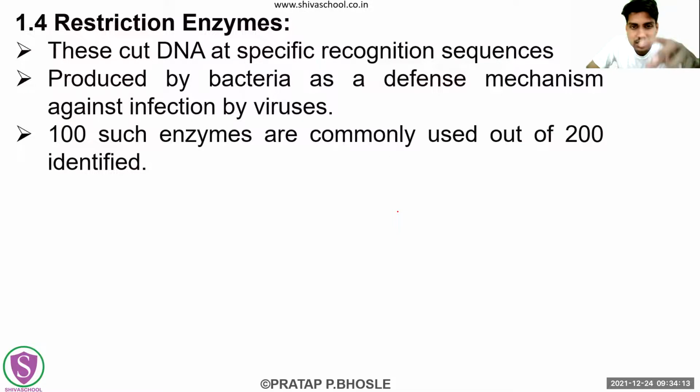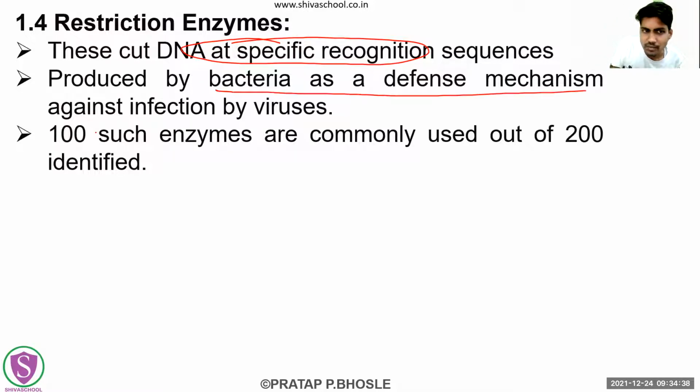Now, whatever restriction enzymes we have just talked about, we will have some more information about those restriction enzymes. Right? So let's see. What they are doing is, they are going to cut this DNA at specific recognition sequences. The areas where these restriction enzymes cut are called recognition sequences. Okay. These are produced by bacteria as a defense mechanism against infection by viruses. Okay. Who produces these restriction enzymes? Bacteria, which are against the viruses which may infect them.